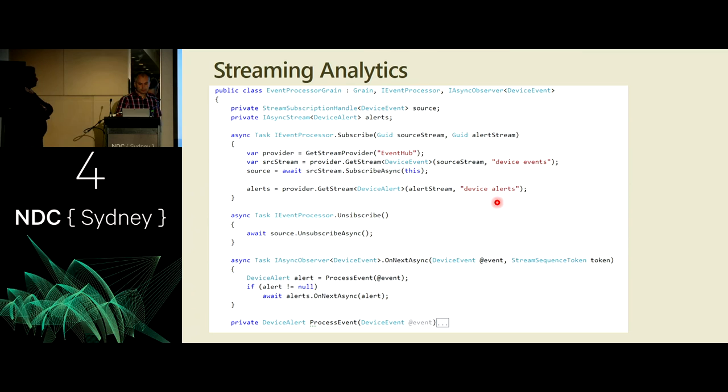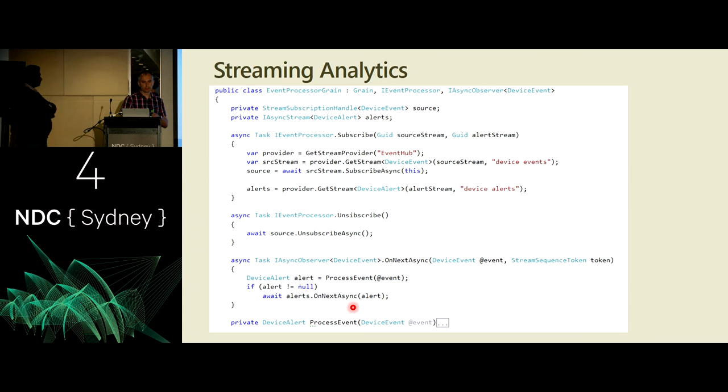So when the event arrives, this OnNextAsync method is called, it's kind of an Rx API. I process this event and I get an alert. And if an alert is set, I just do OnNextAsync on the alert stream. That's my output. And it's kind of all I need to do to receive events and process them, and I can run many of them in parallel. I can have one per machine I'm monitoring, one per device I'm monitoring. So it's very easy with this addressing scheme.